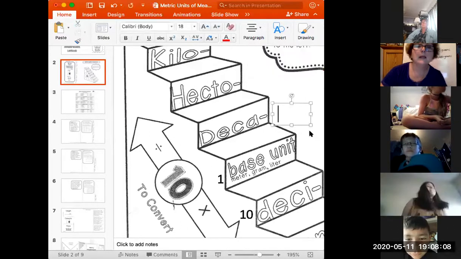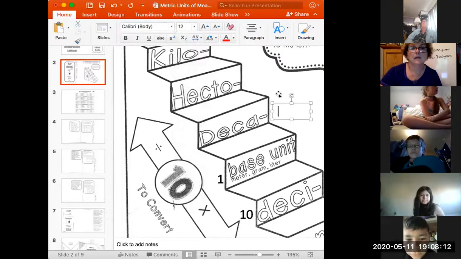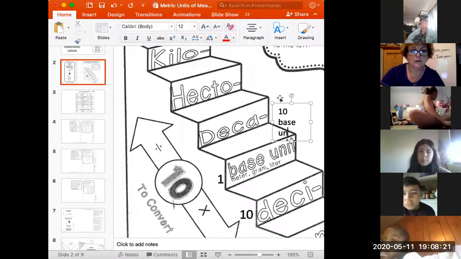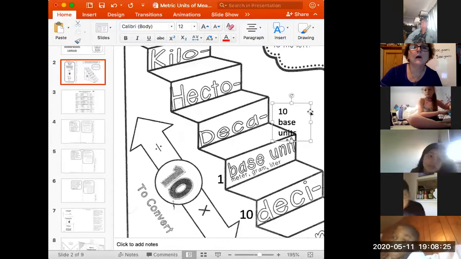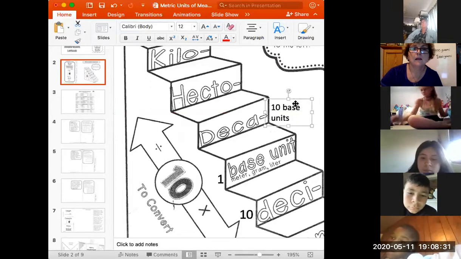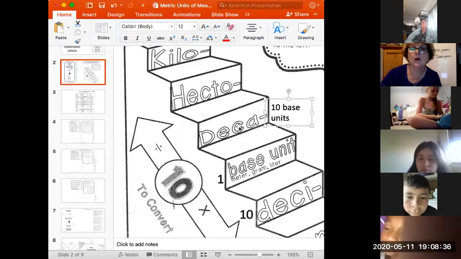All right, here it's going to take 10 base units to equal 1 of those. Okay, does that make sense? It'll take 10 of these base units to equal 1 deca.